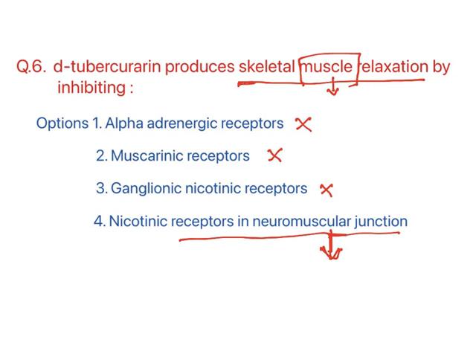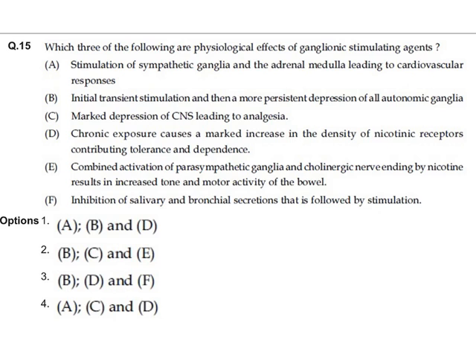Now, don't get confused with these nicotinic receptors. Nicotinic receptors are present on the ganglion as well as the neuromuscular junction. Skeletal muscle relaxation is brought about by blocking the nicotinic receptors at the neuromuscular junction. So the answer is this one.